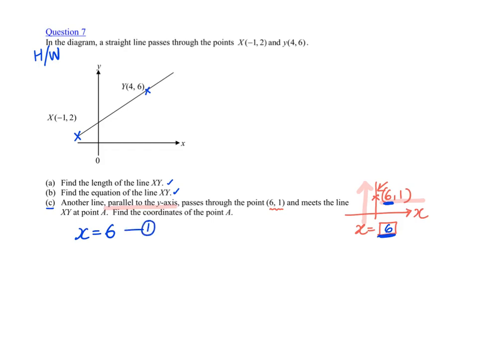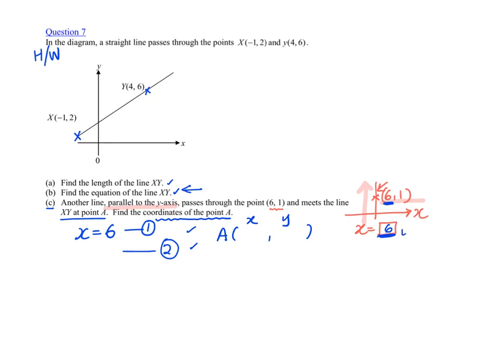Now it tells me this line meets the line XY. Have you gotten the equation for XY? Well, where can we get the equation for XY? That will be from part B. So if you have gotten the equation for XY, that will give you equation number 2. Now they ask us to find the coordinates of the point A. Point A has 2 coordinates, the x value and the y value, which are unknown. I have 2 unknowns. How many equations do I need? I will need 2 equations.